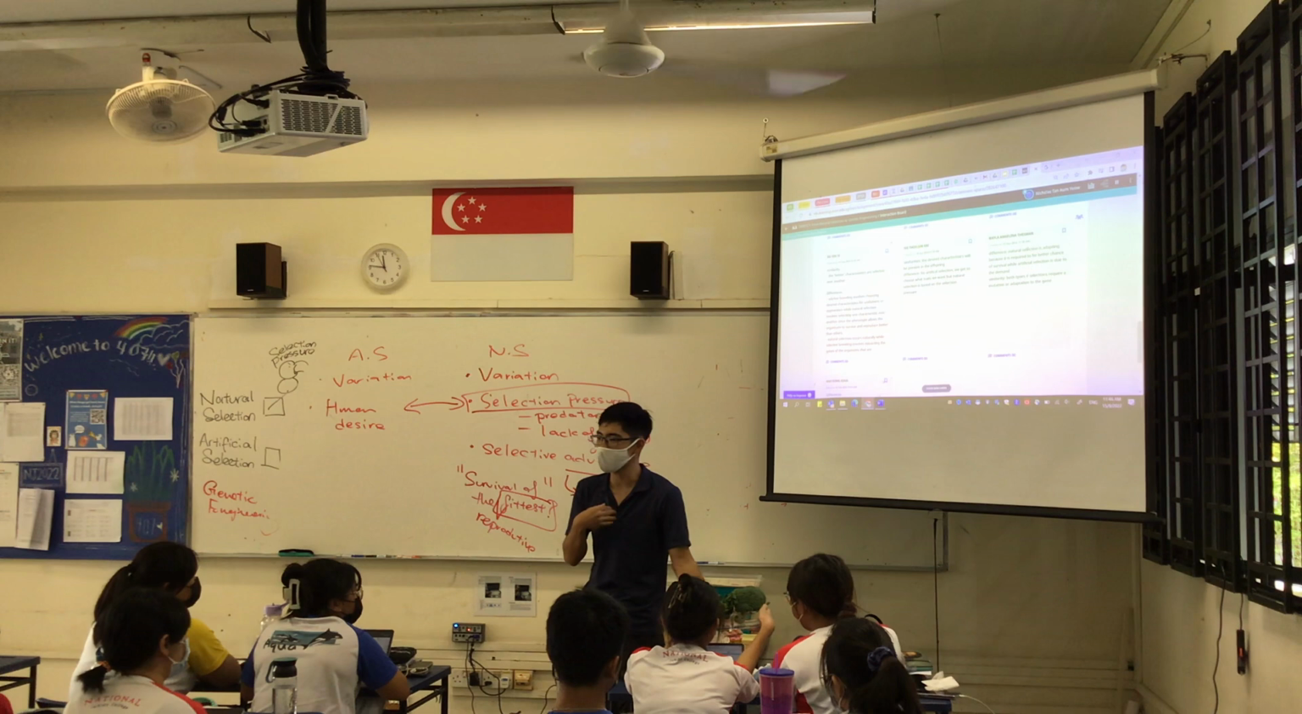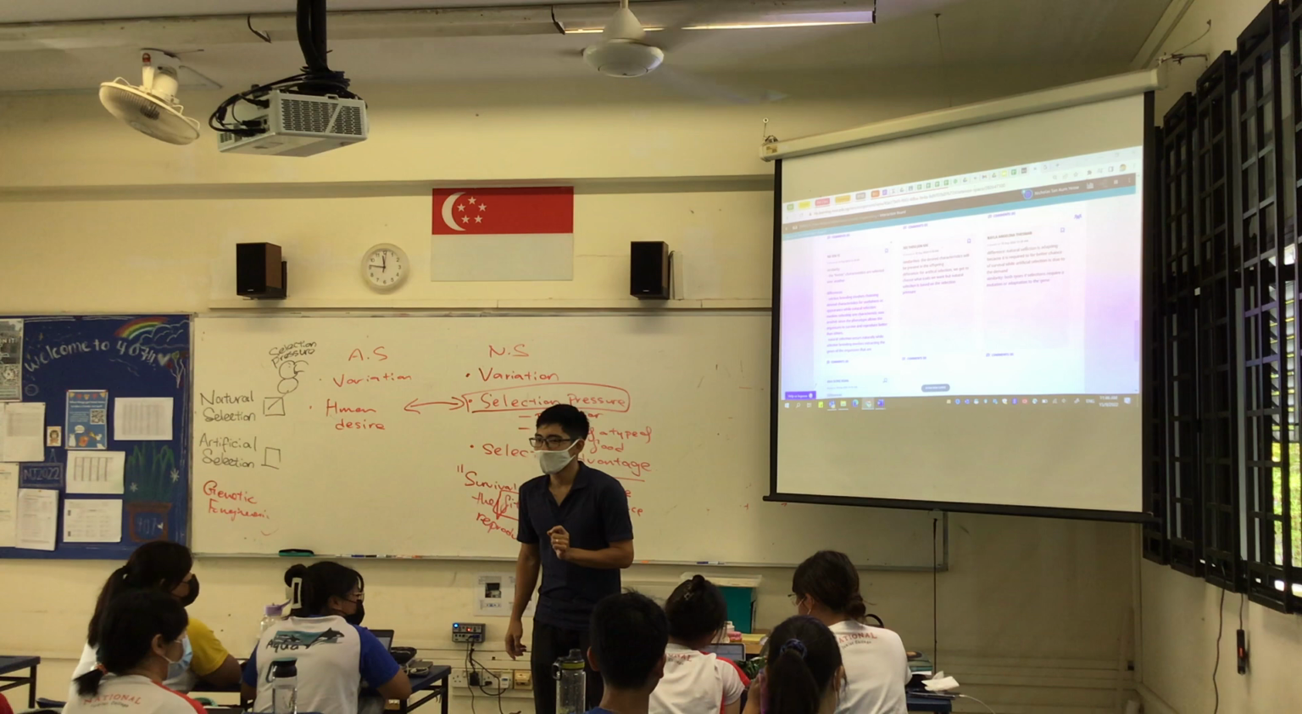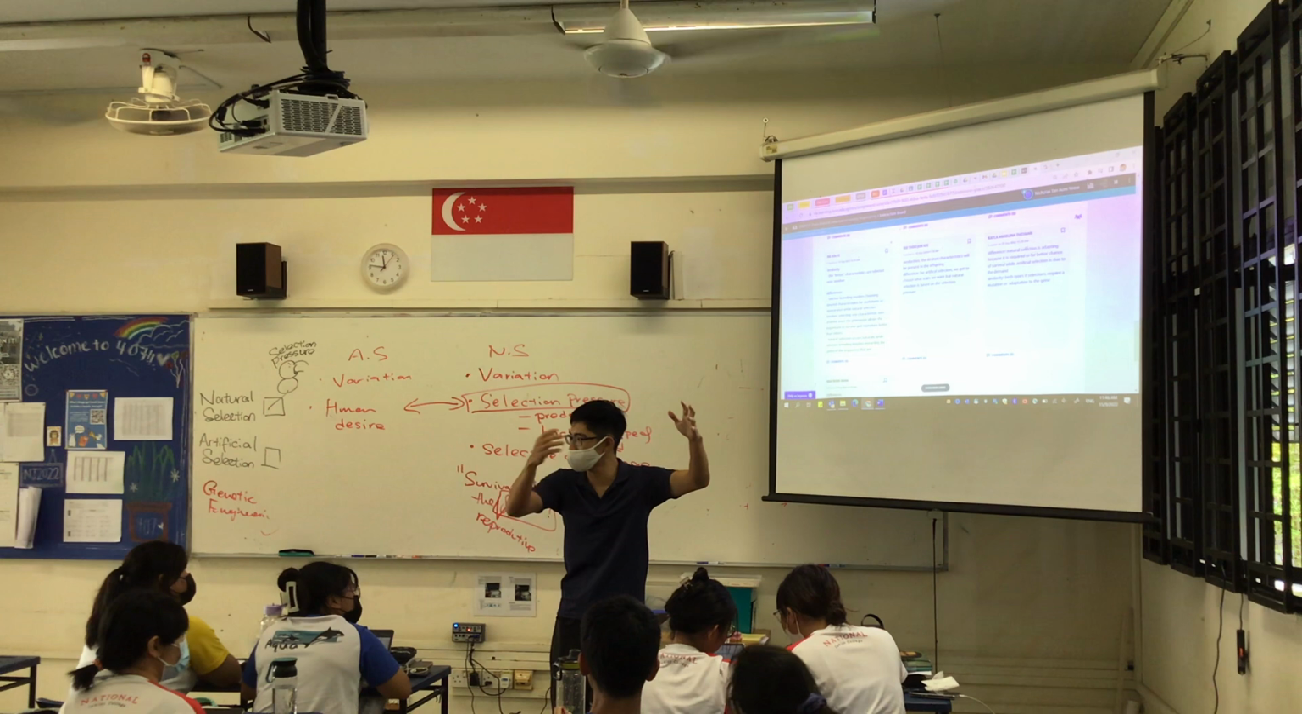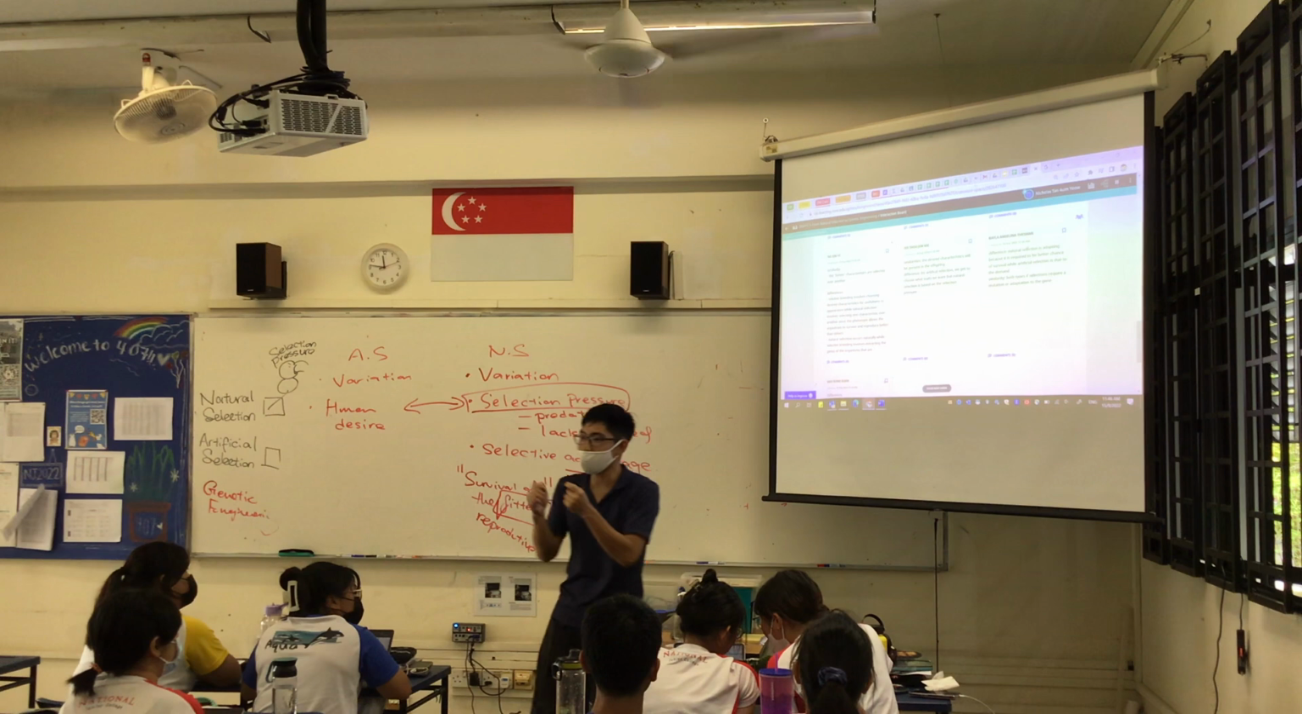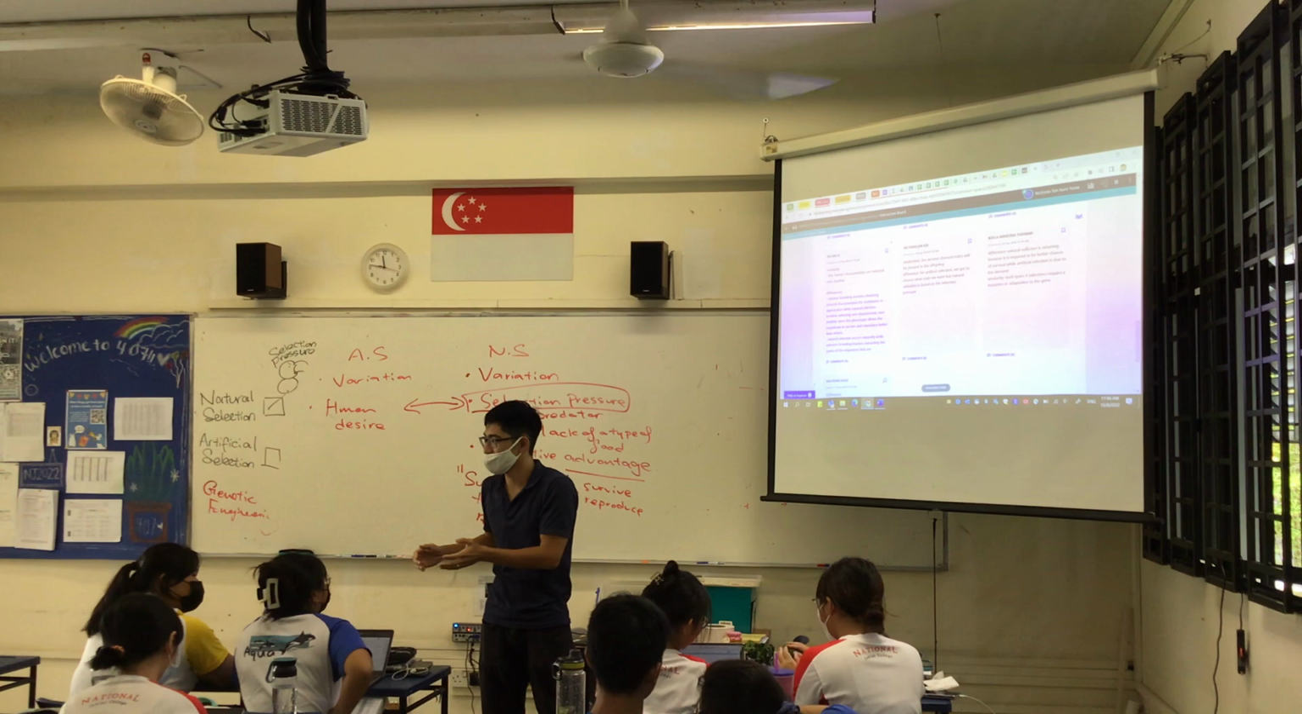The broccoli! We selected for one branch where we just kept reproducing those that had more flowers, flower buds. The kai lan, the one that we selectively bred for, we preferred the leaves. So we kept breeding those that have slightly bigger leaves.